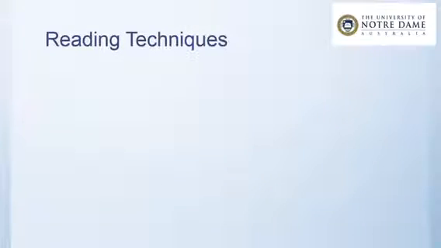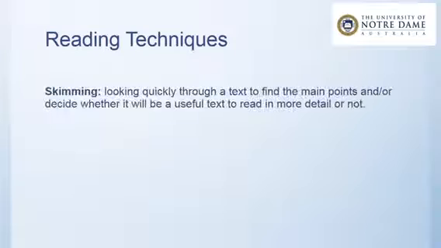So let's talk about some reading techniques. Our first technique is called skimming. This means you look quickly through a text to find the main points of that text, and this is the way you can decide whether it will be a useful text to read in further detail or not.